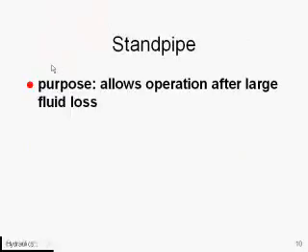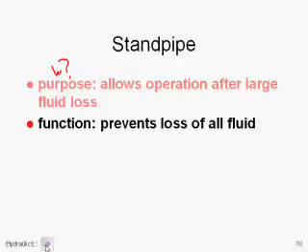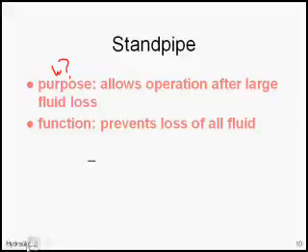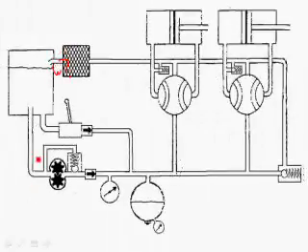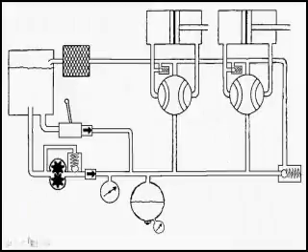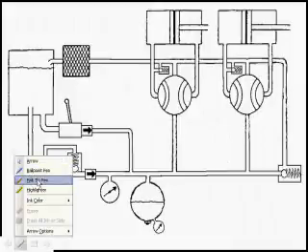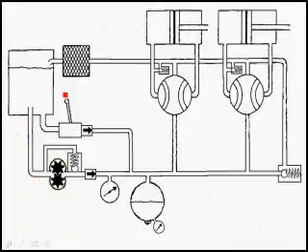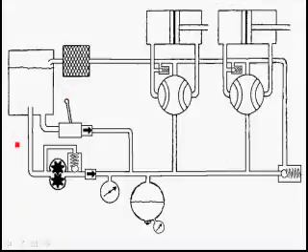Standpipe. Why is it on the aircraft? To allow operation after we have a large fluid loss. I'll show you that here in a second. How does it work? By preventing a loss of all fluid. And so here I'll show you the standpipe. Here's the standpipe right here. That's the standpipe.